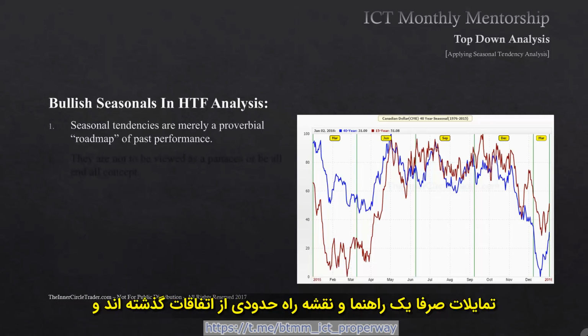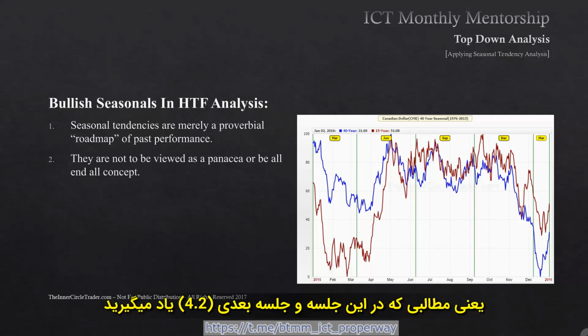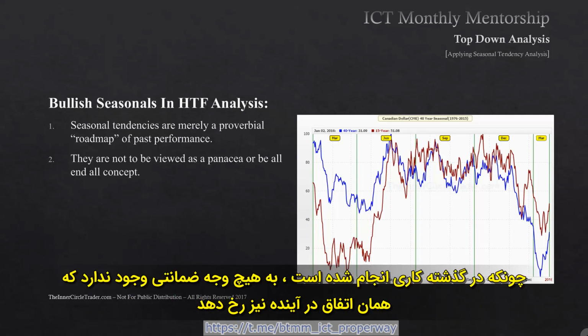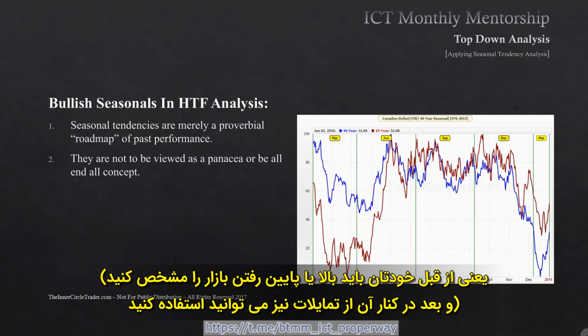Seasonal tendencies are merely a proverbial roadmap of past performance, and they are not to be viewed as a panacea or a be-all, end-all concept. Despite what you may see in this teaching and the subsequent teaching in 4.2, please let me remind you that simply because it's done something in the past doesn't in any way guarantee it's going to do the same thing in the future. This is just one more tool to add a confluence of things that would already lead you to an expectation that the market should go higher or lower.